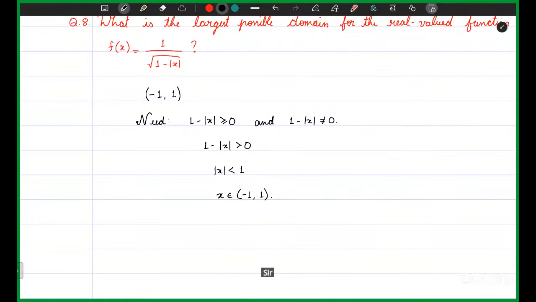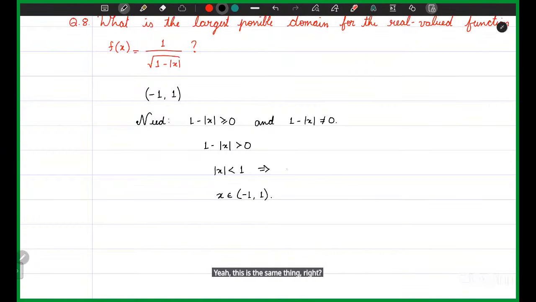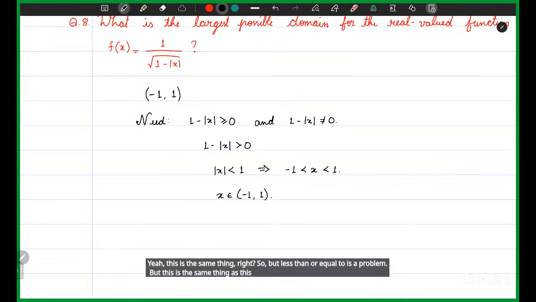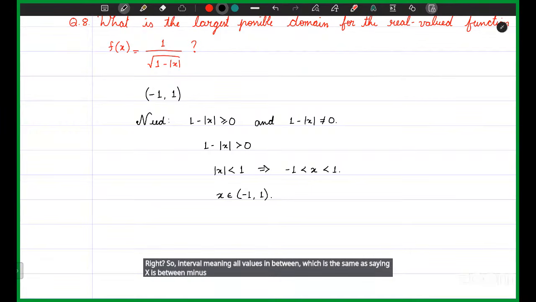I have a doubt. -1 less than or equal to x less than or equal to 1. In that method also we can solve it, no? Yeah, this is the same thing, right? But less than or equal to is a problem, though this is the same thing as this. Interval means all values in between, which is the same as saying x is between -1 and 1. But equality is something that we are avoiding, because if you plug that in, the denominator would become 0, and that is not allowed.